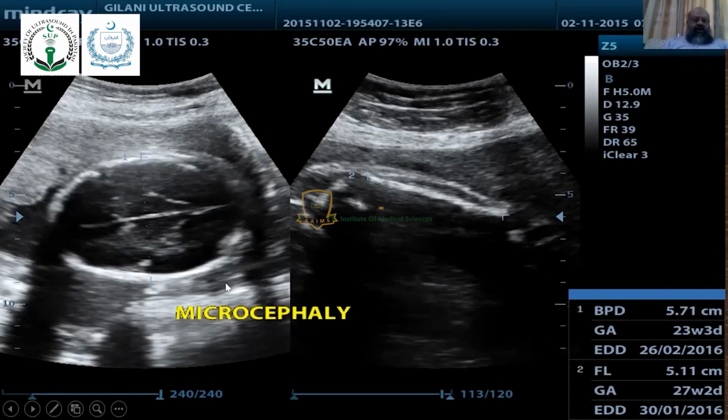So head circumference will be important to measure in such cases. And here we will also take the abdominal circumference in order to rule out the large long bones. Sometimes there are larger long bones in some of the regions, in some of the ethnic groups.